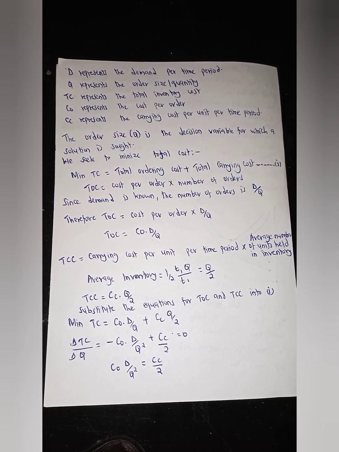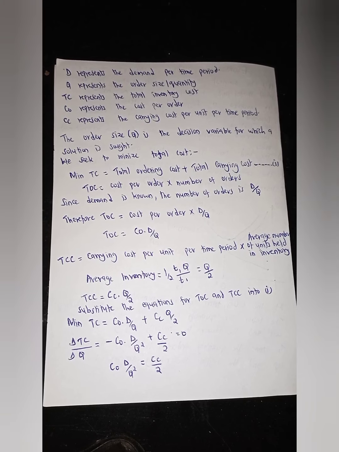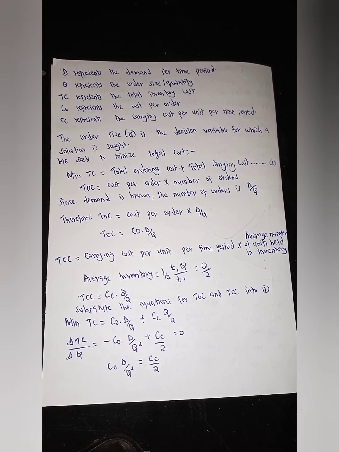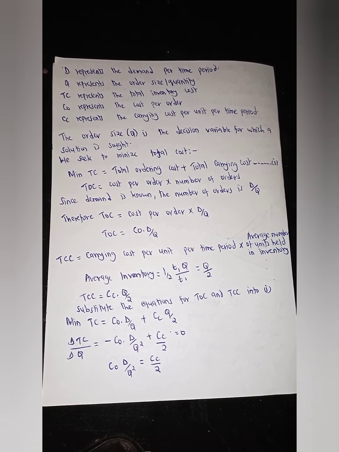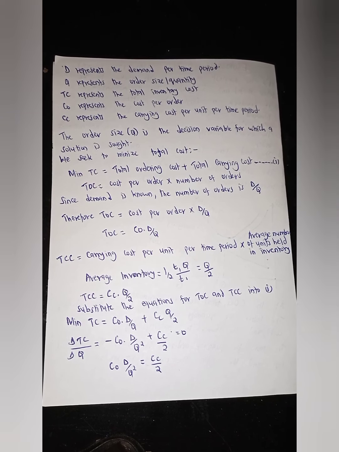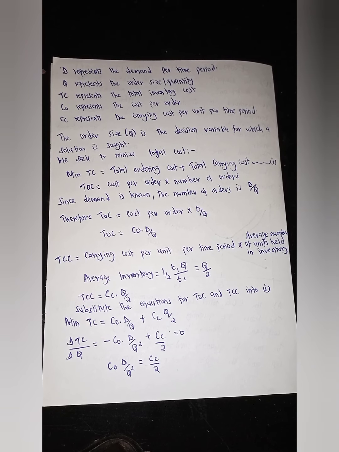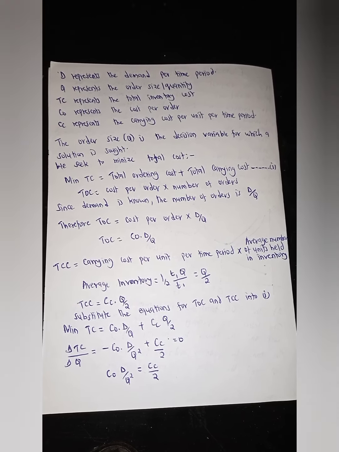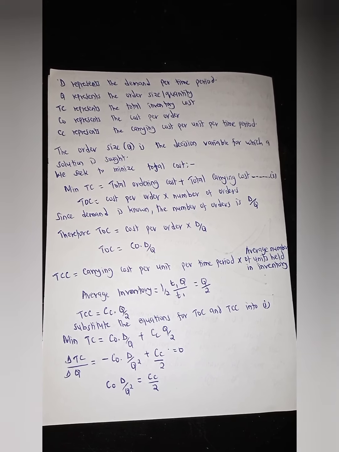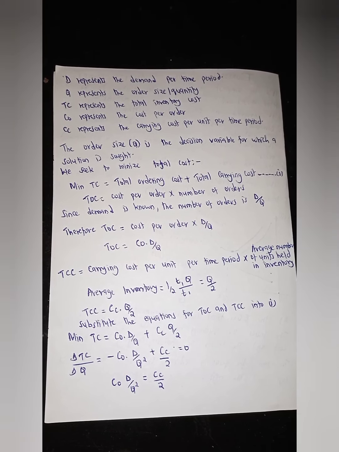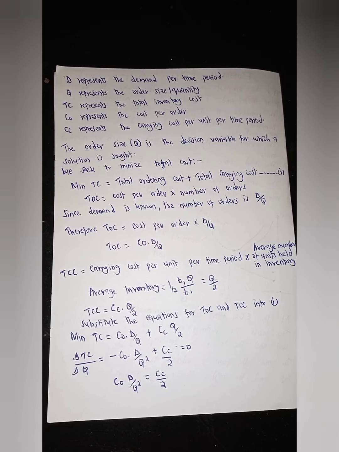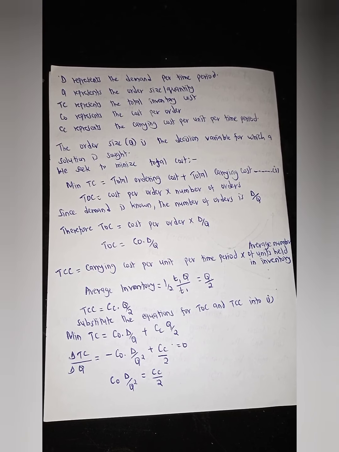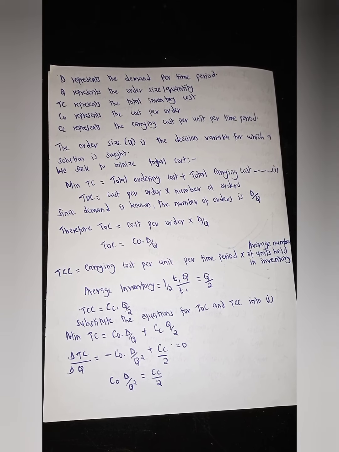So in the EOQ, D represents the demand per time period, Q represents the order size or the quantity, TC represents the total inventory cost, CO represents the cost per order, CC represents the carrying cost per unit per time period. The order size Q is the decision variable for which a solution is sought. We seek to minimize total cost. So, minimizing total cost, where the total cost is equal to the ordering cost plus the total carrying cost.